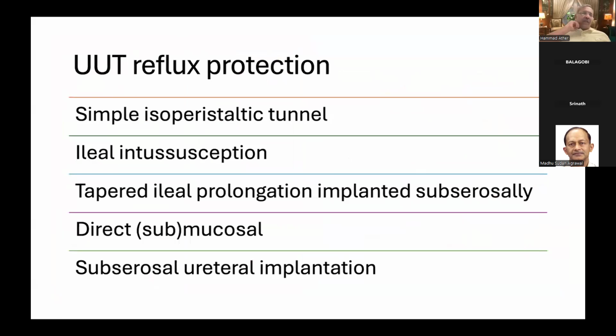I'm not going to go into the techniques. What are the main concerns when we're doing an orthotopic bladder? One of the major concerns is that because we are using an ileal segment, an anti-reflux anastomosis is not possible. Upper tract urinary reflux protection is extremely important. Various technical steps have been described, including simple isoperistaltic tunnel creation, which is classically in the Y bladder and the Studer bladder, the ileal intussusception to try and prevent the reflux, the tapered ileal segment, and so on.